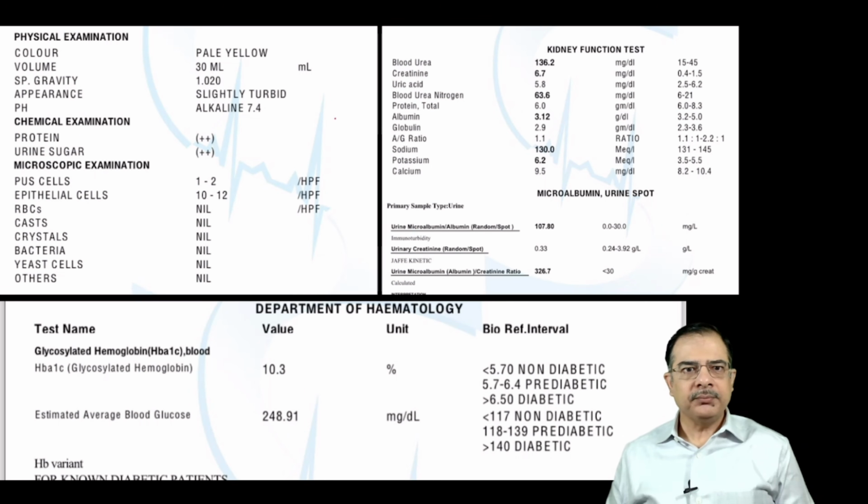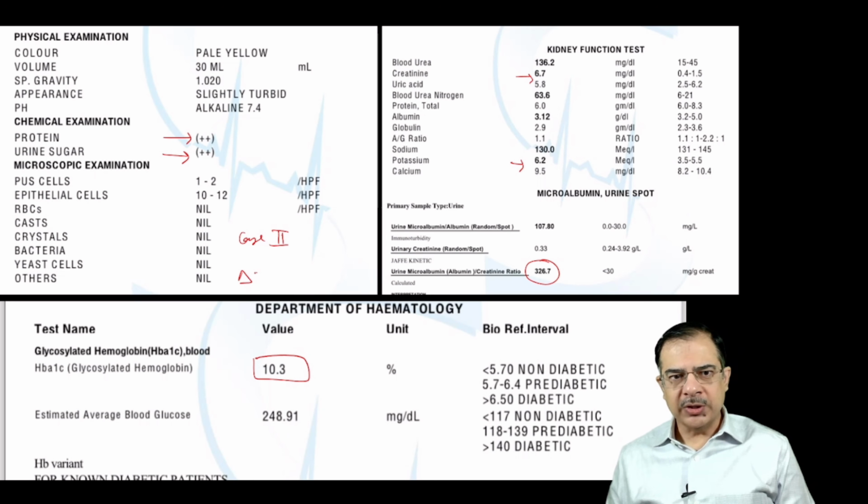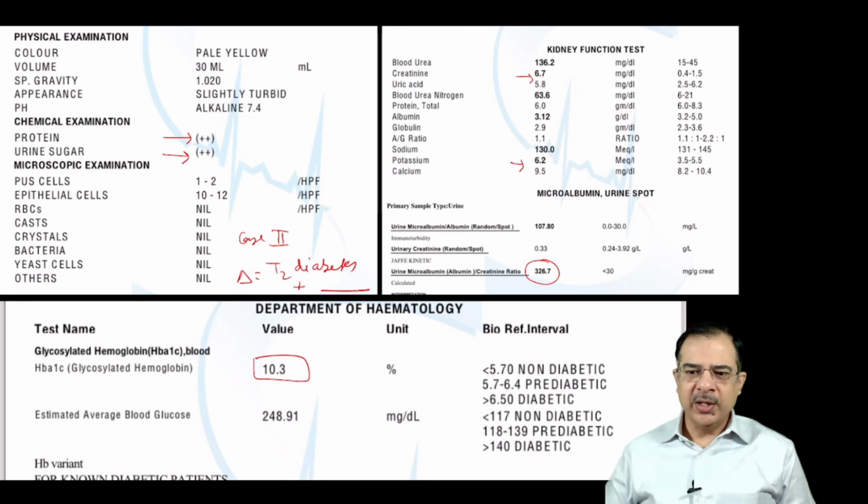Now the second one. The patient has proteins 2 plus, glucose 2 plus, and epithelial cells are 10 to 12, that is okay, and creatinine is high, 6.7. Potassium is also high. The urine microalbumin report is also elevated. HbA1c is 10.3. So in this case number 2, what is your diagnosis? The diagnosis is why this proteinuria is occurring. The patient has type 2 diabetes. The cause of the proteinuria you have to tell in the comment section. So this is clinical case number 2.